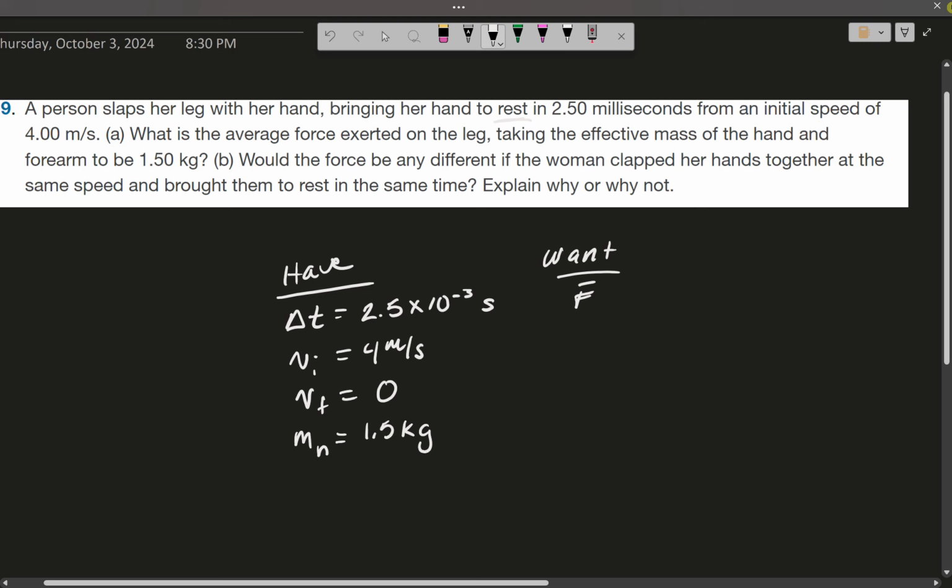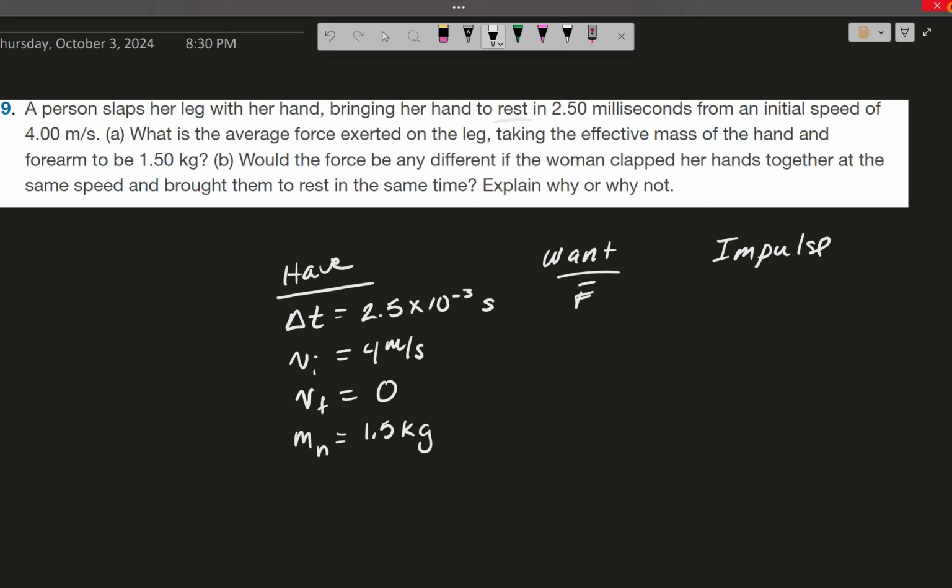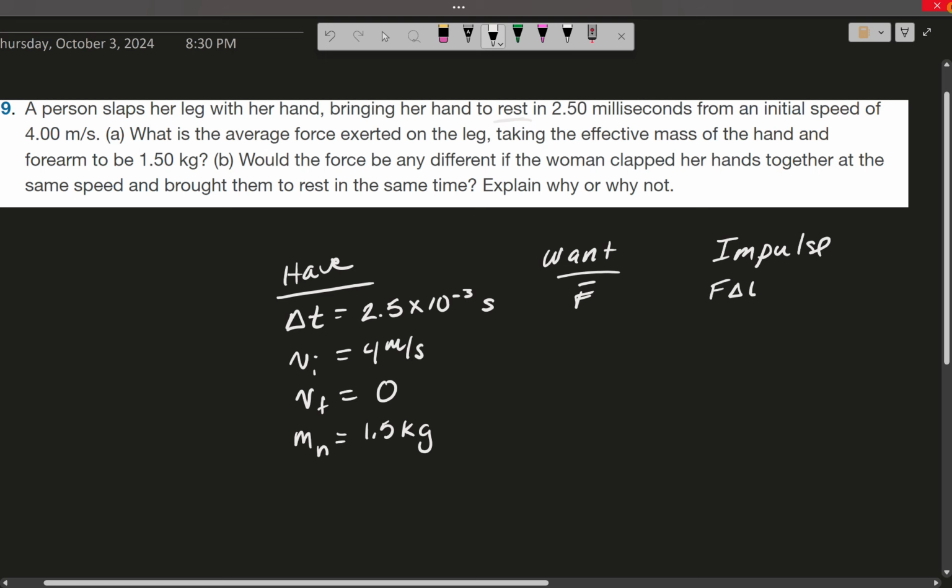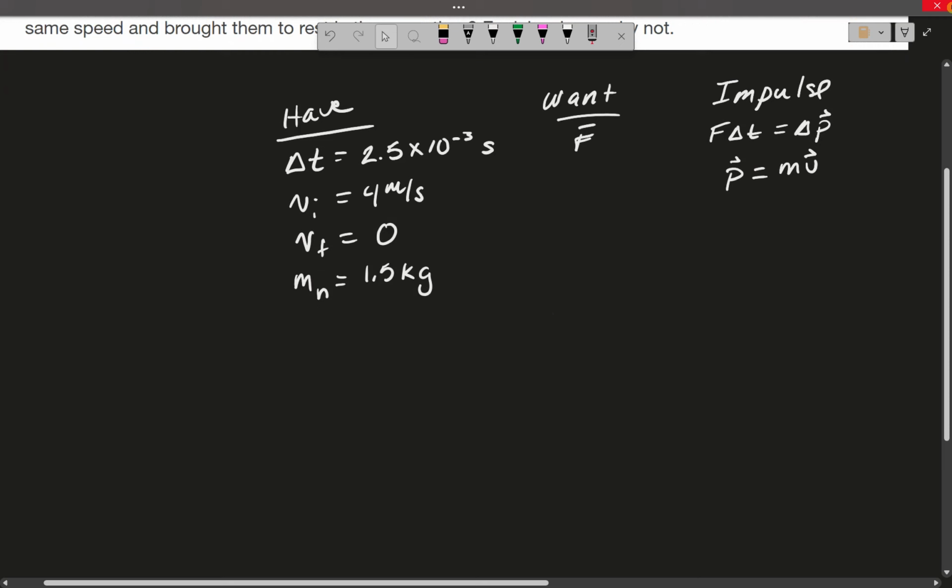So this is going to be an impulse problem. I know this because it is asking me to find force. I have a change in time, I have mass, I have velocities. So impulse is force times a change in time is going to equal our change in momentum. And recall that momentum is mass times velocity. So part A of this problem wants me to find force. I'm going to put that in a box so I don't forget.